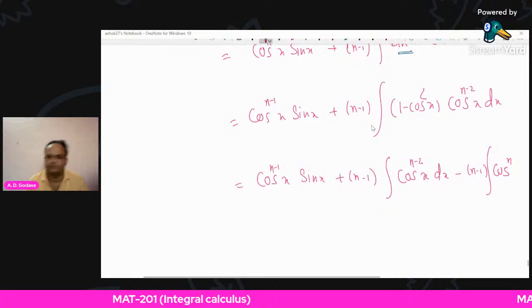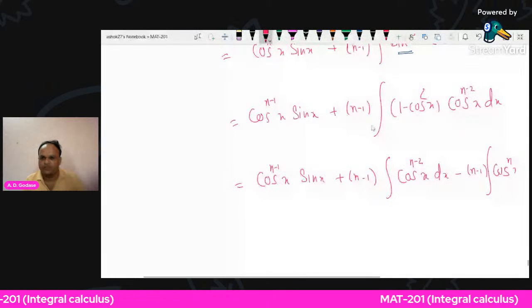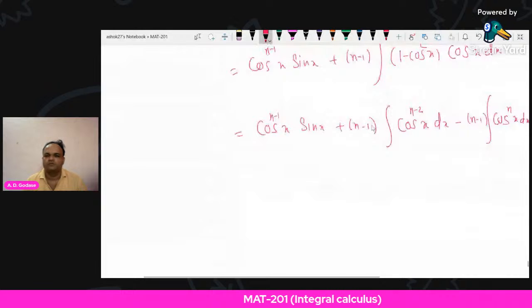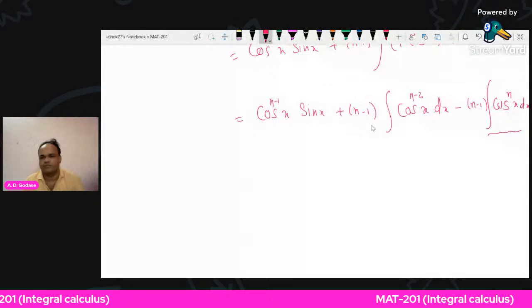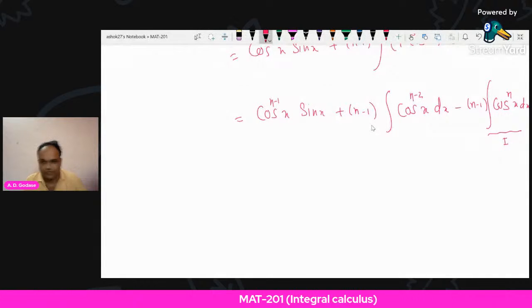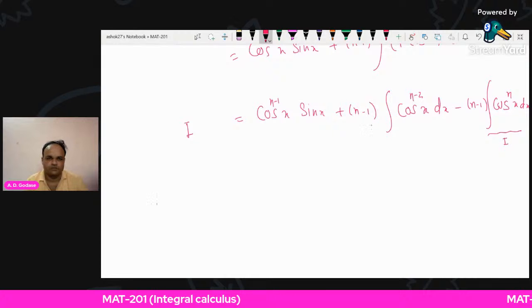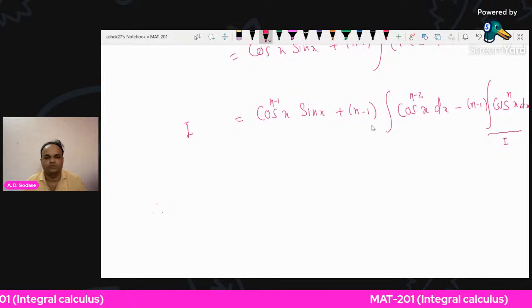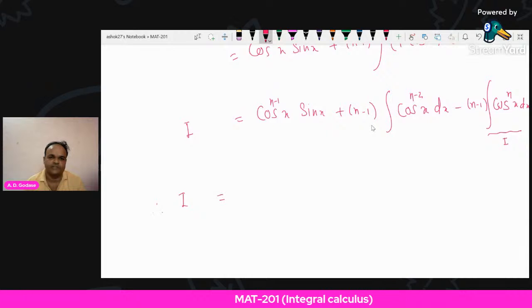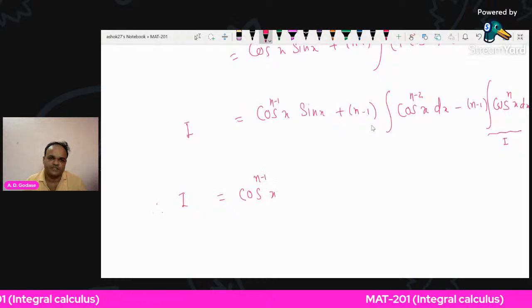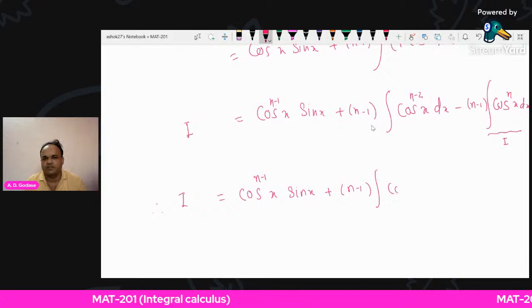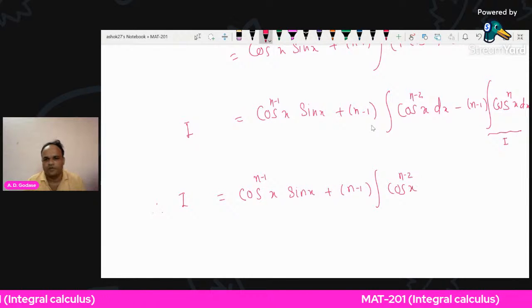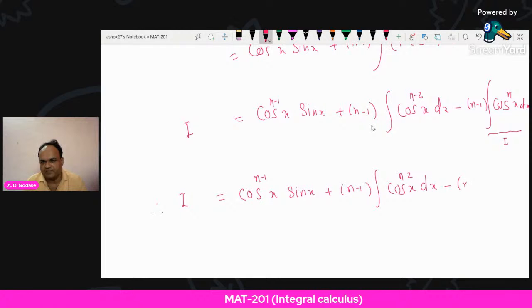So it will be cos raised to n x dx. So this integration, that is integration of cos raised to n x dx, is nothing but I, and this value is equal to I. So you can transfer this term to left hand side, so I equals cos raised to n minus 1 x into sin x plus n minus 1 times the integration of cos raised to n minus 2 x dx, and minus n minus 1 into I.